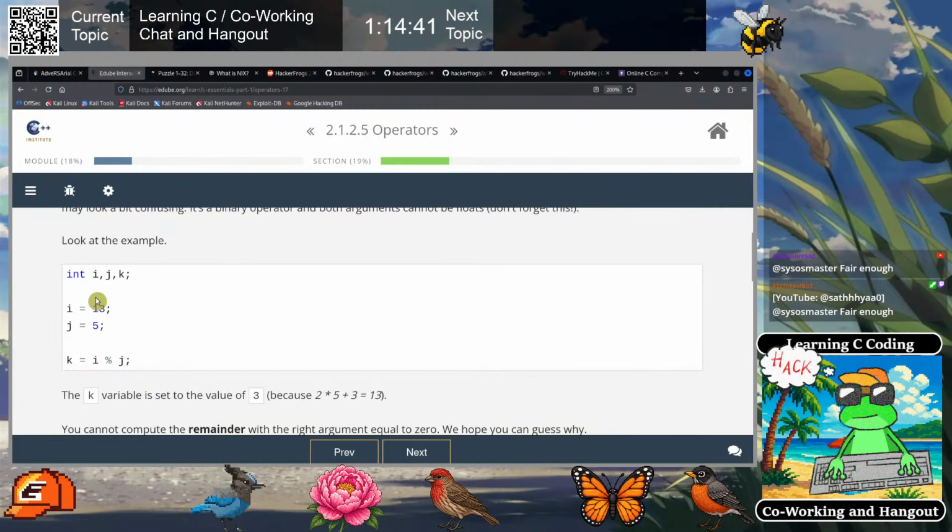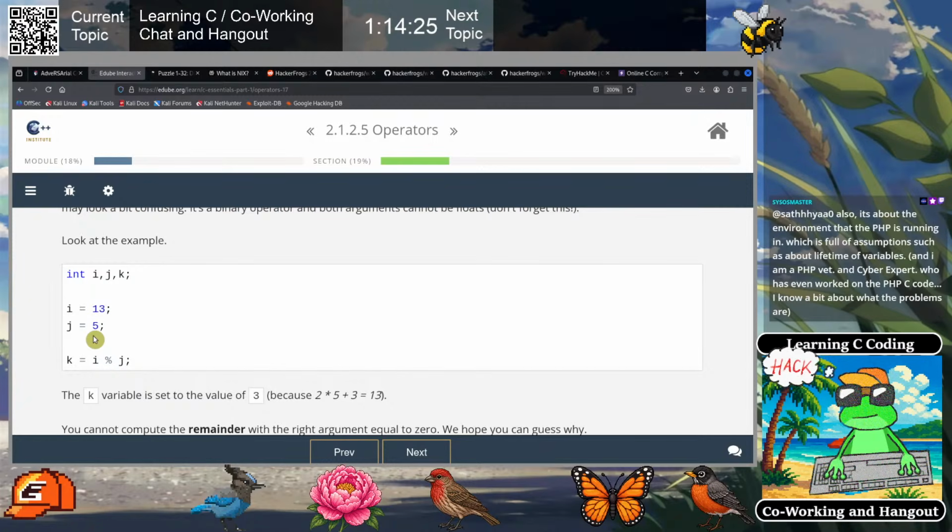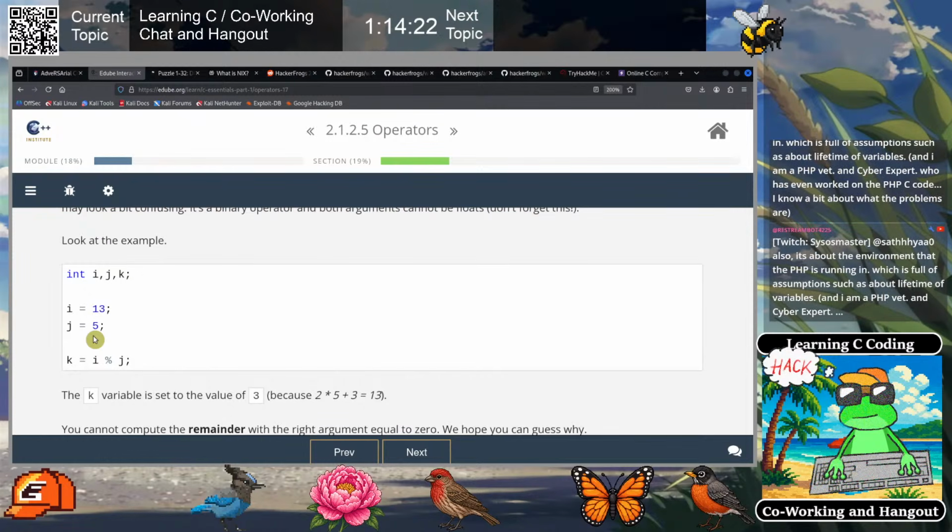Okay, so we've got integers i, j, and k. i is 13, j is 5, and k is i modulo j. So 13 modulo 5 would be 13 divided by 5 and return the remainder. So this should return 2, because if you divide 13 by 5, the remainder is 2.